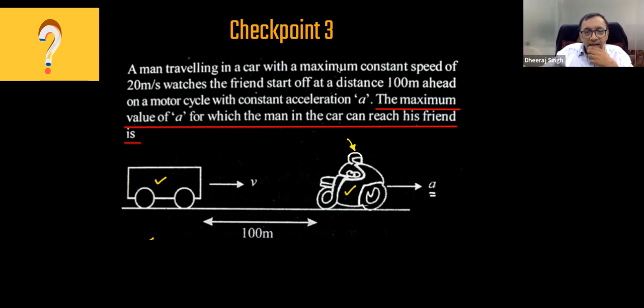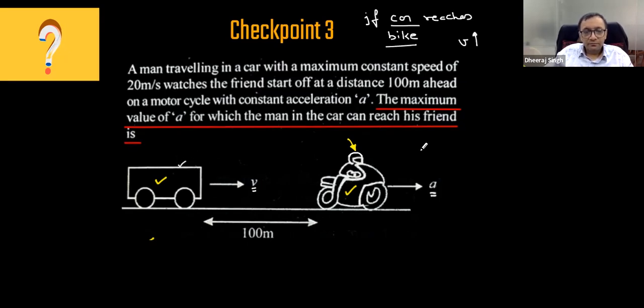Correct. You can see that the car is going with a constant velocity. Bike is accelerating, right? So if car reaches bike, and before it reaches, bike's velocity becomes more than car, then will car be able to catch the bike? Bike will accelerate, keep on increasing its velocity more and more, right?